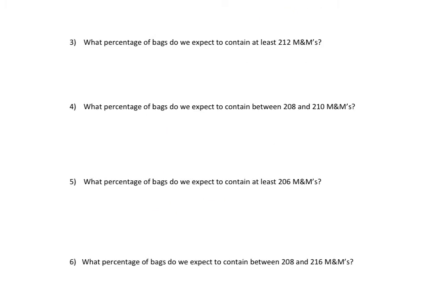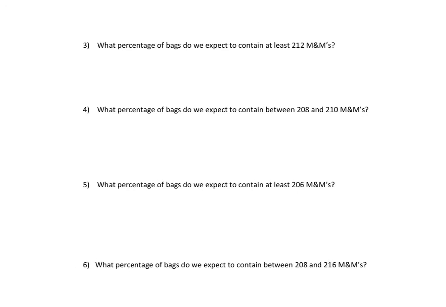For 3, 4, 5, and 6, you just have to look carefully at your normal distribution, making sure that you're looking at the correct part of the bell curve. So at least 212 M&Ms means 212 or more, right? That's what we're looking at on the bell curve, and then you're adding up those percentages. Between 208 and 210 M&Ms, again, you're looking at that one select region of the bell curve. If you have it labeled already on your paper, that answer shouldn't be terrible.